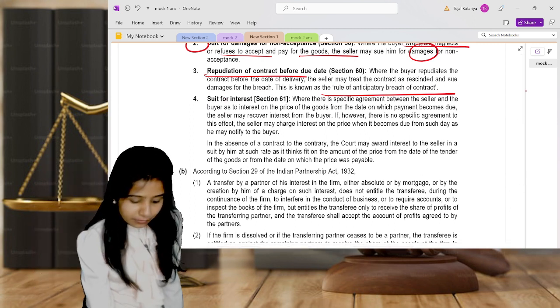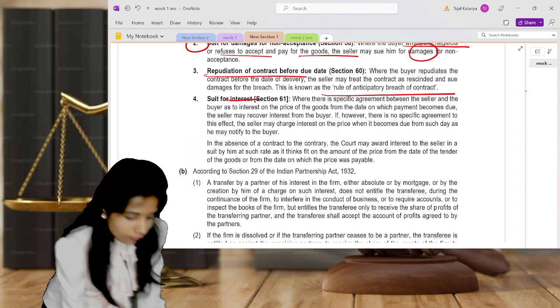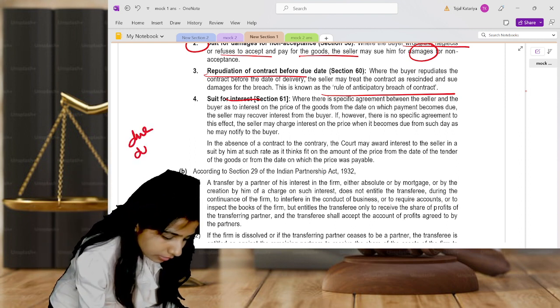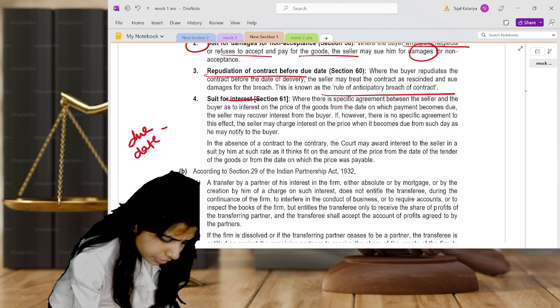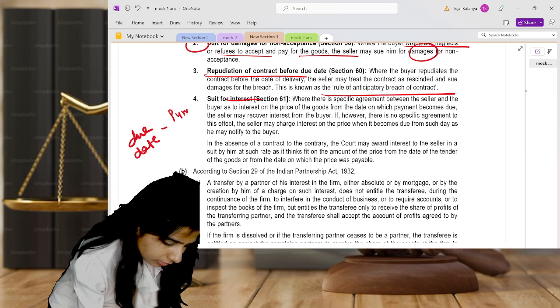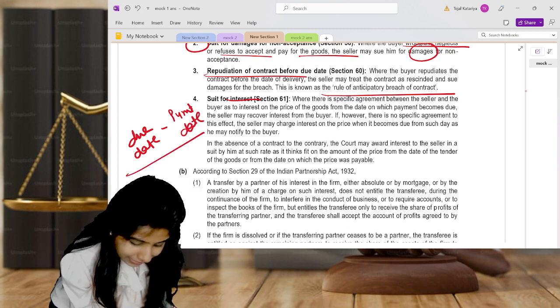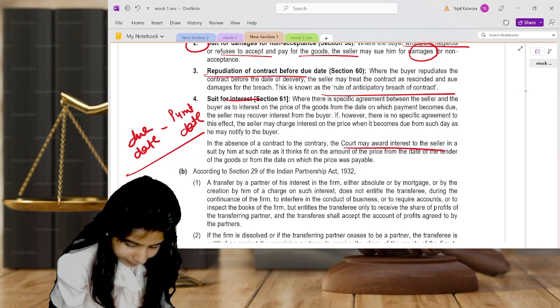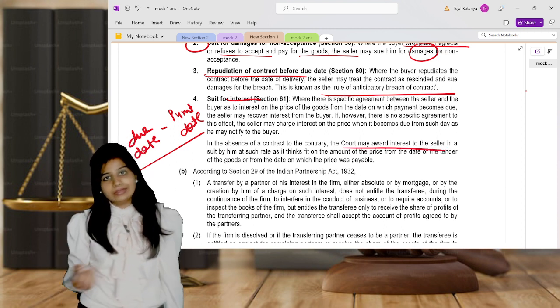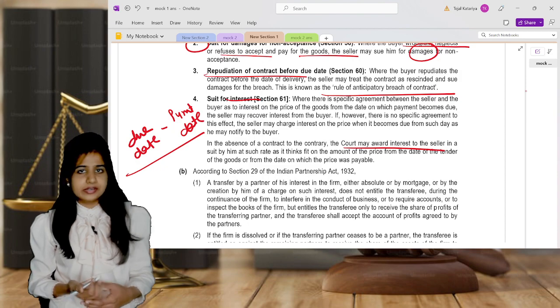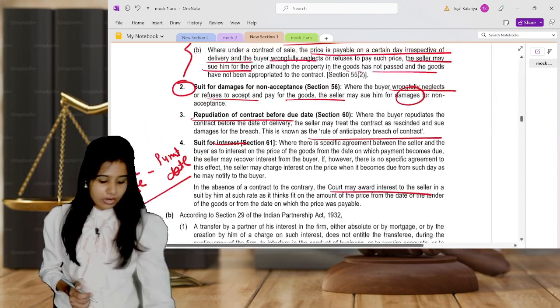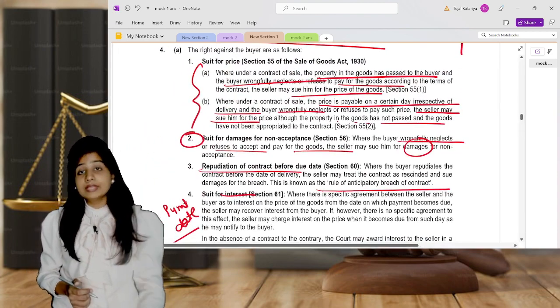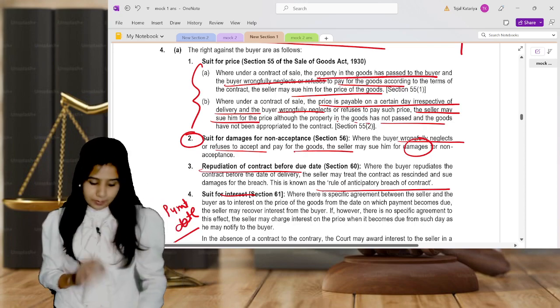And the last is to pay for the interest. Interest will be from the due date to the payment date. Whatever the number of days we have, you can claim interest for that. This interest rate can be decided by the court also, or as mutually decided in the agreement. So these are the four remedies or the rights which are available to the unpaid seller against the buyer.